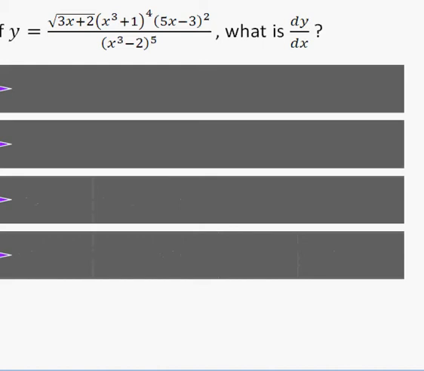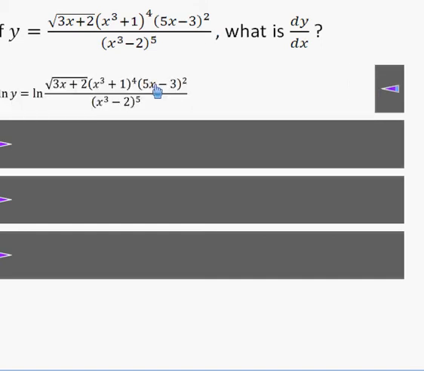Looking at our next one here, it did get a little cut off, but I think it will be okay. This one's very complicated. It would be very complicated to use the product rule and quotient rule for sure. So we're going to go ahead and take the natural log of both sides.